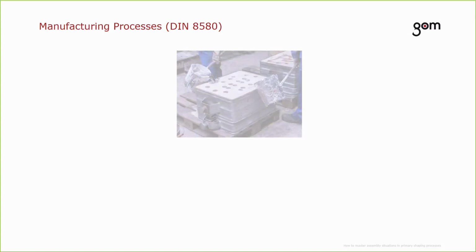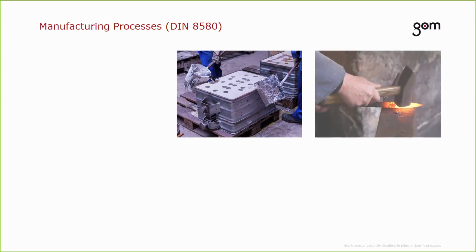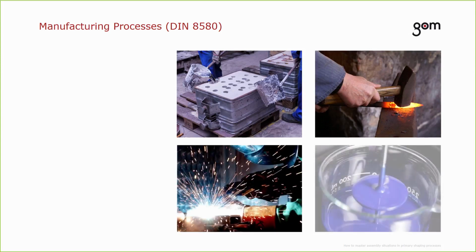In this webinar, we want to focus on assembly situations in primary shaping processes. Primary shaping processes form the basis in many production chains. But what exactly are primary shaping processes? According to DIN 8580, primary shaping is one of 6 main categories of manufacturing processes, besides, for example, forming, joining, and coating.